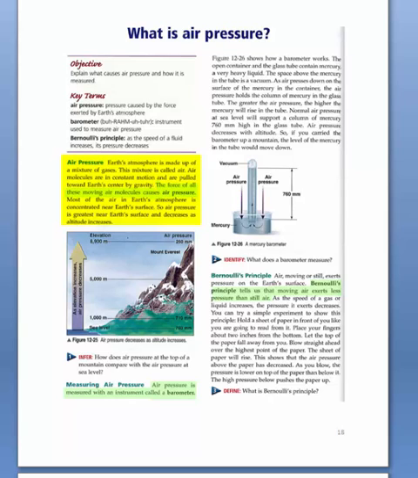Most of the air in Earth's atmosphere is concentrated near Earth's surface. So air pressure is greatest near Earth's surface and decreases as altitude increases. 1. Infer. How does air pressure at the top of a mountain compare with the air pressure at sea level?